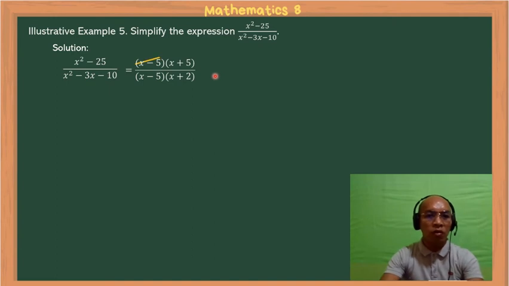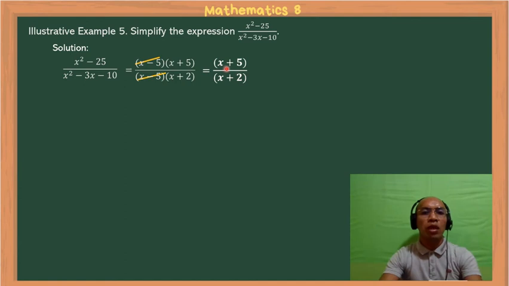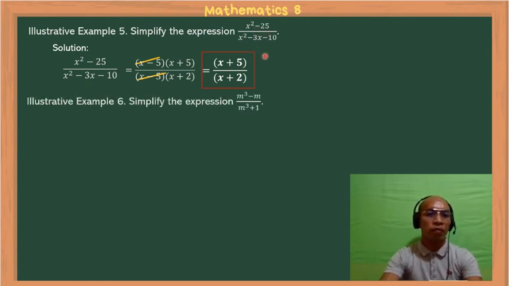So in this case, the common factor is x minus 5 and x minus 5. What is left in the numerator is x plus 5 all over x plus 2. So this is now the lowest term of this given expression.